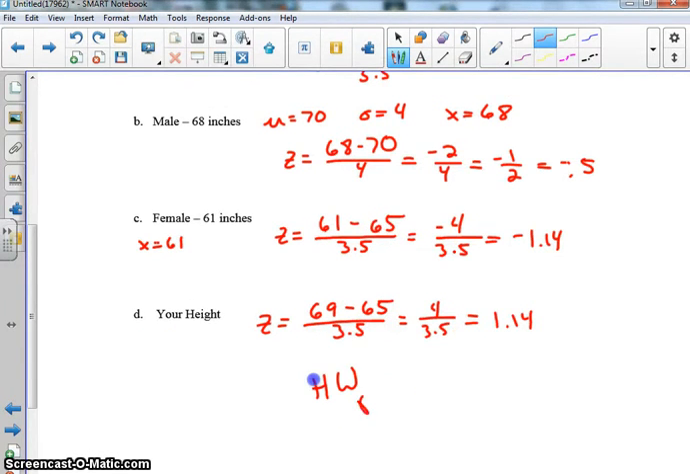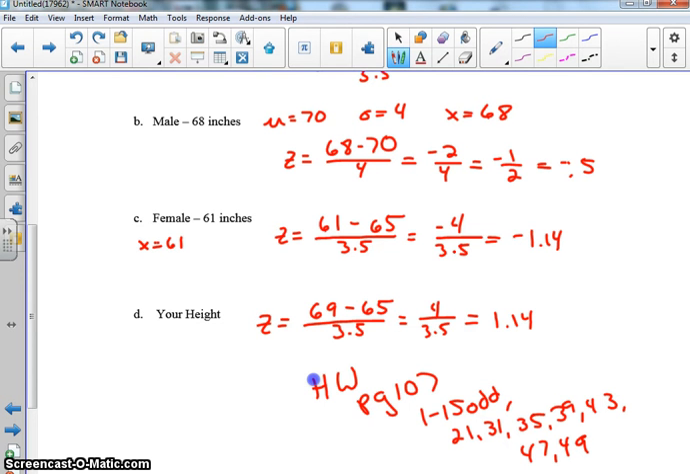Homework for today is going to be page 107, 1 through 15 odd, 21, 31, 35, 39, 43, 47, and 49. So you have the rest of the period to work. I'll be back tomorrow in the morning. I do have a meeting tomorrow afternoon. We've got a test coming up, and this is the last section, so we'll start reviewing and doing some things to get you prepared for the test.